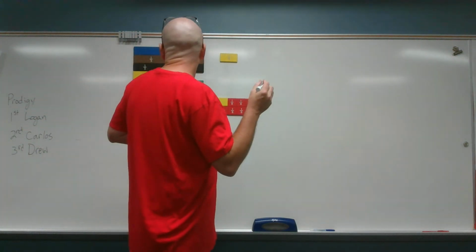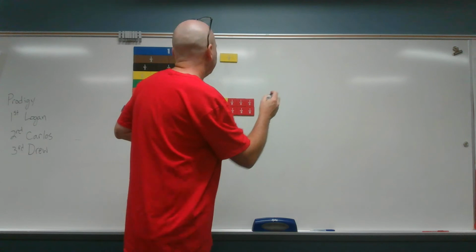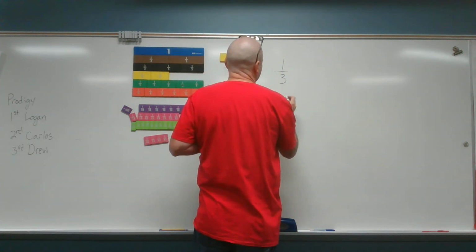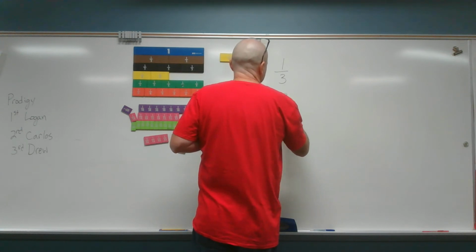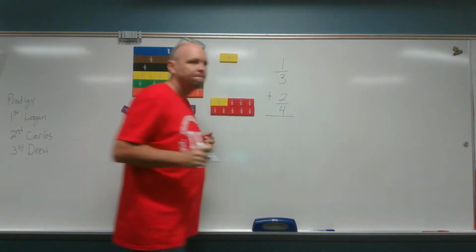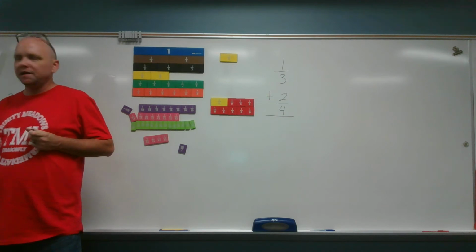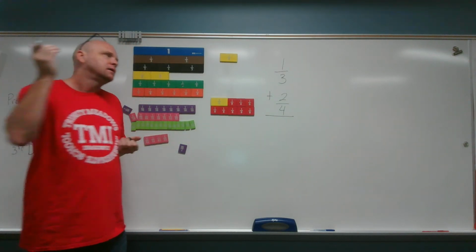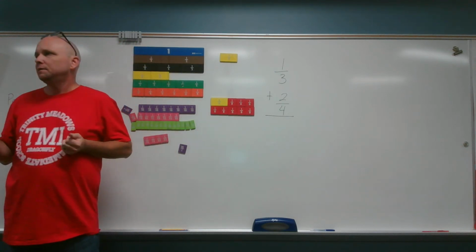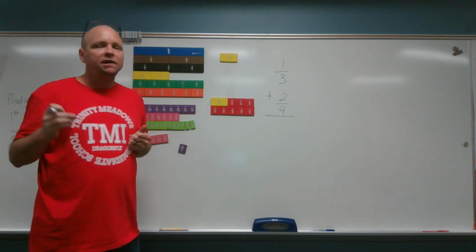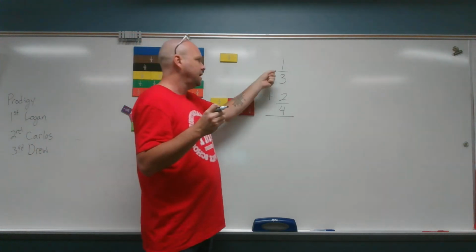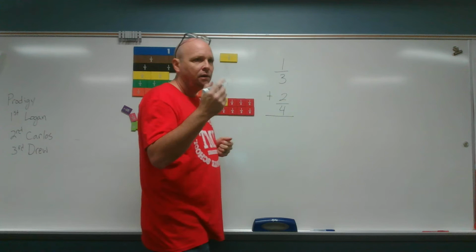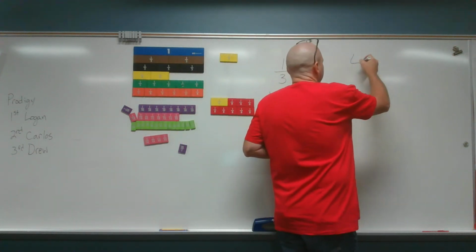So let's take the problem. Let's go 1/3 plus 2/4. Can I add those the way they're written? No. Why not? They have a different denominator. I need to make them have an equivalent denominator because I can't add or subtract fractions that have different denominators. So I'm going to find my least common denominator.